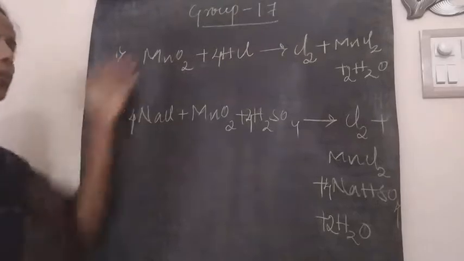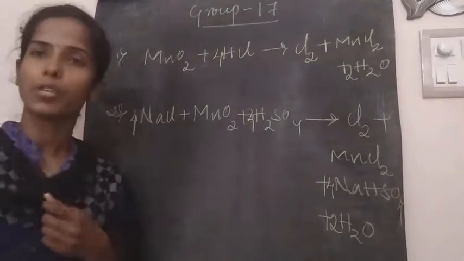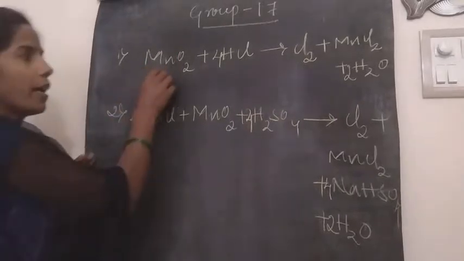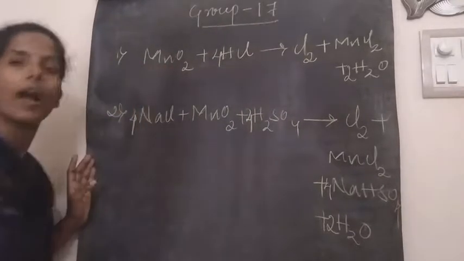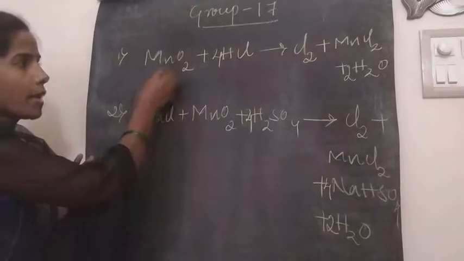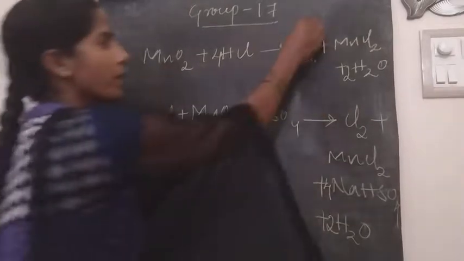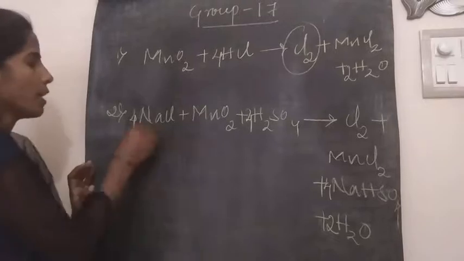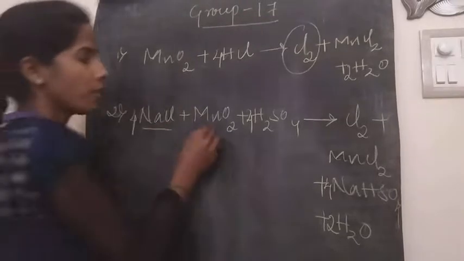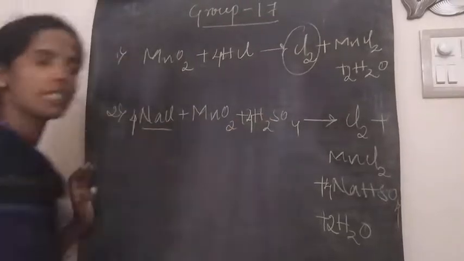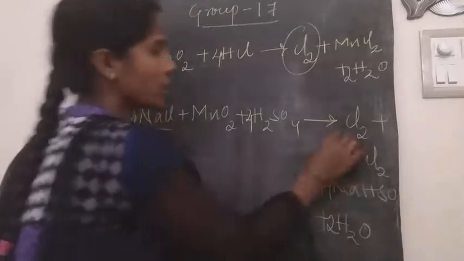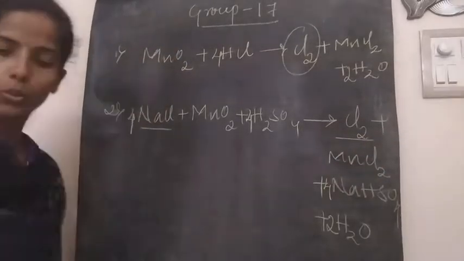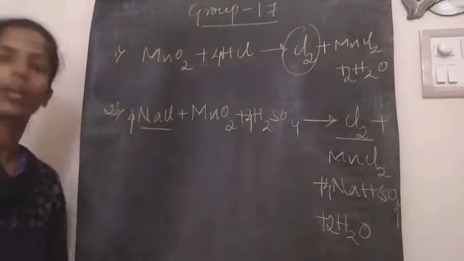These are the two methods to prepare chlorine. The first method is by heating manganese oxide with hydrogen chloride, by which we get Cl2 gas. And one more method is by heating sodium chloride with manganese oxide in the presence of H2SO4. Here also we get Cl2 gas liberated. These are the two methods of preparation of chlorine.